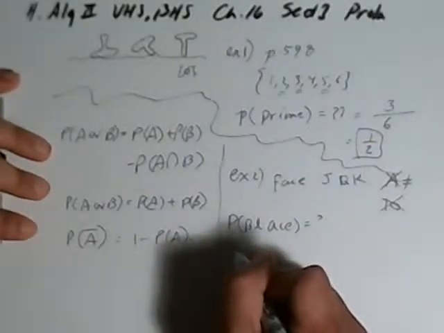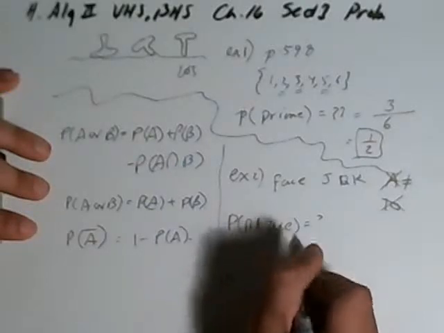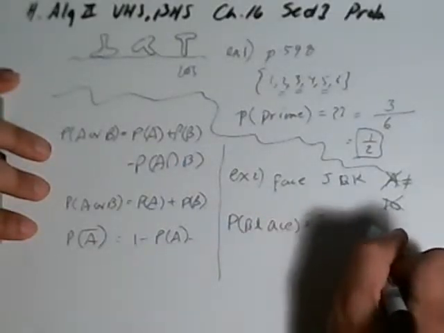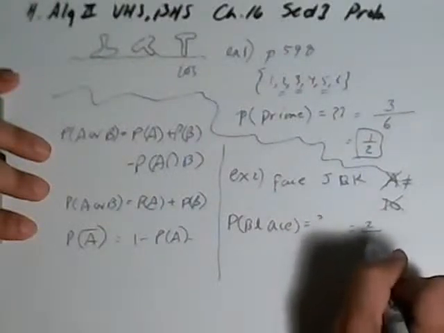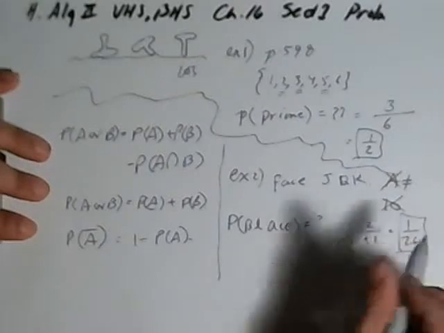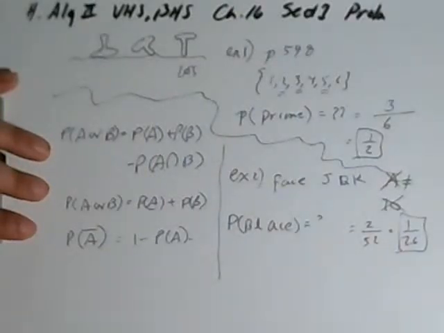The probability of a black ace: how many black aces are there? There are 2 black aces. That's equal to 2 black aces out of total cards, which is 52, which is 1 out of 26. I believe that's the answer in the book. Yes.